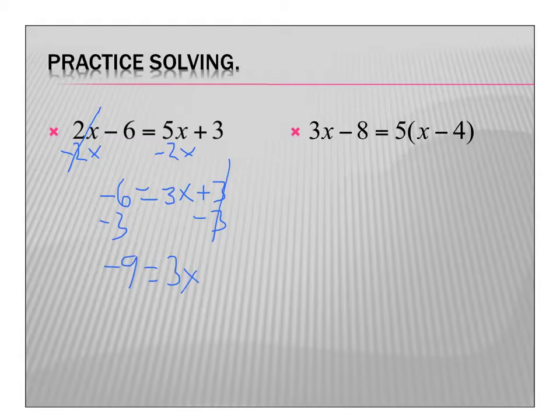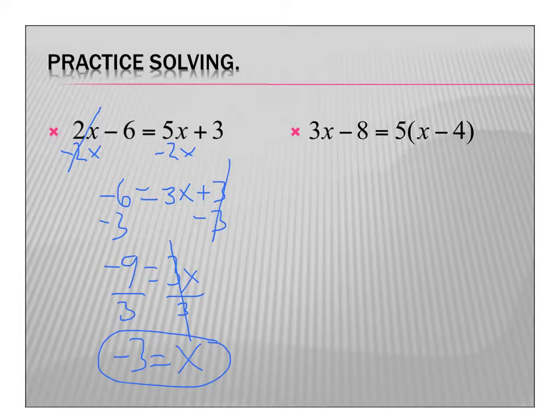Lastly, I have 3 times x. So 3 times x, that's multiplication there. How do I undo multiplication? With division. So I'm going to divide by 3, divide by 3. Here the 3's cancel, and I'm left with, well, negative 9 divided by 3 is negative 3 equals x. And there's my answer. Let's try another one.